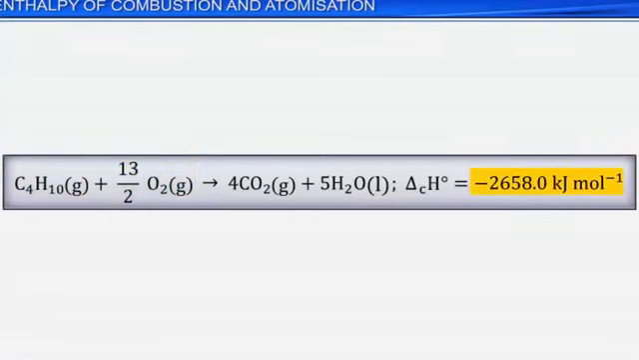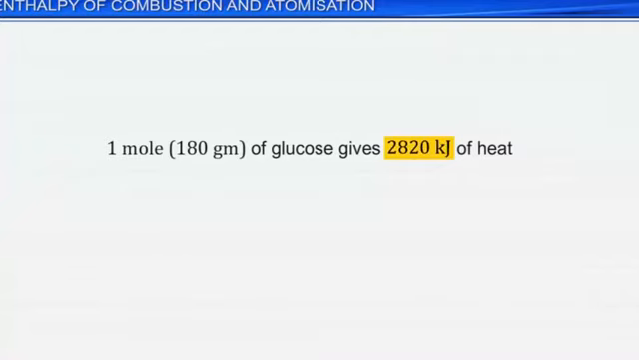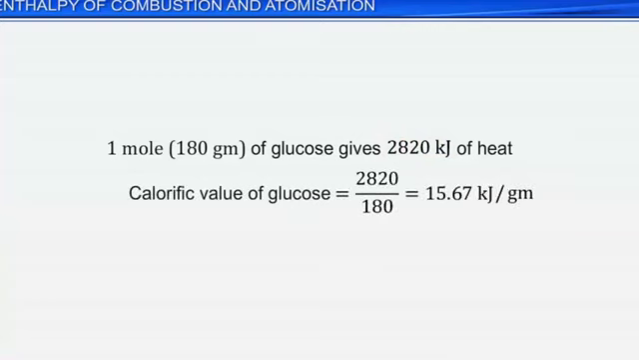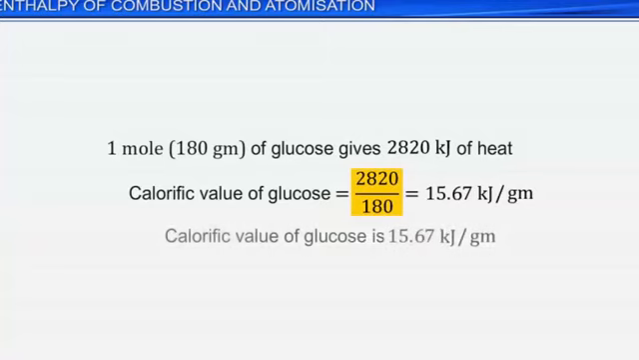When 1 mole of glucose burns, it releases 2820 kilojoules of heat. Hence, the calorific value of glucose is 2820 divided by 180, which is equal to 15.67 kilojoules per gram.